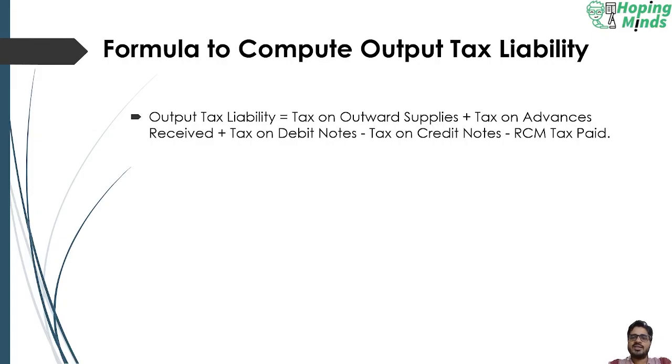Then it will be the sum of these less the tax on credit notes, that is in case of any sales return there will be a credit note, and RCM taxes paid, that is taxes paid under the reverse charge mechanism. So the final output tax liability will be tax on outward supplies plus tax on advance received plus tax on debit notes minus tax on credit notes minus RCM taxes paid.